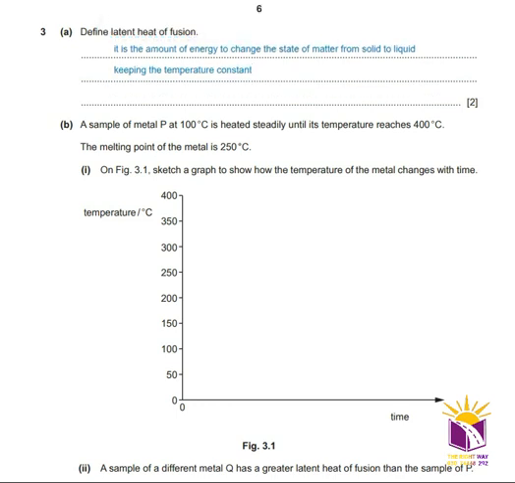Question number 3 part B. A sample of metal P at 100 degrees centigrade is heated steadily until its temperature reaches 400 degrees centigrade. The melting point of the metal is 250 degrees centigrade. On figure 3.1, sketch a graph to show how the temperature of the metal changes with time. So first of all, our temperature starts from 100 and reaches 250, and it will be a straight line at 250 until our whole metal melts. After melting, it will reach 400 like this. So it starts from 100, reaches 250, shows a straight line due to the melting point. When it completely melts, the temperature starts to increase and reaches 400 degrees centigrade.